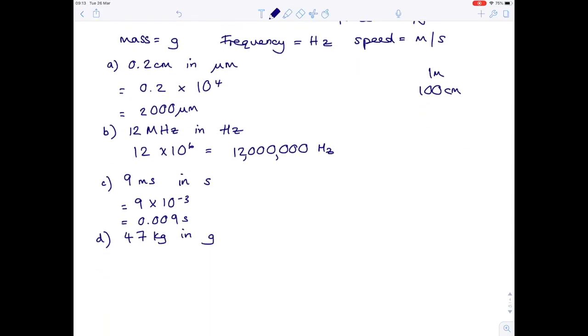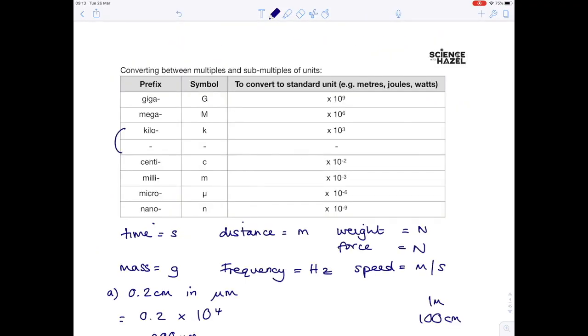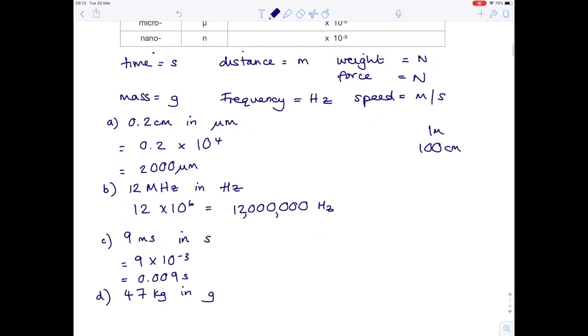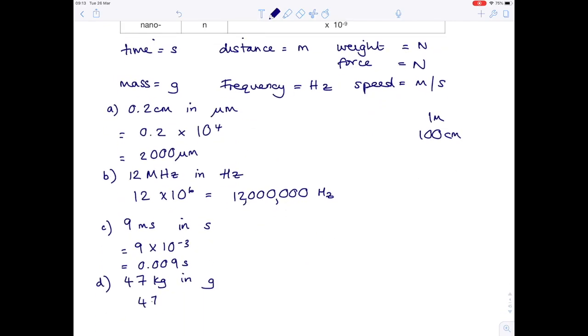Now we want 47 kilograms in grams. So we're going from kilograms to grams. 1 kilo contains 1000 grams, just to give you context. So our number is going to increase in size. So we're going to do 47 times 10 to the 3 according to the table to get 47,000 grams.